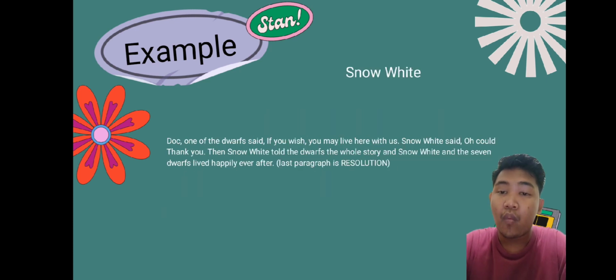Dog. One of the dwarfs said, "If you wish, you may leave her with us." Snow White said, "Oh, cool, thank you." Then Snow White told the dwarf the whole story, and Snow White and the 7 dwarfs lived happily ever after. Last paragraph is the resolution.